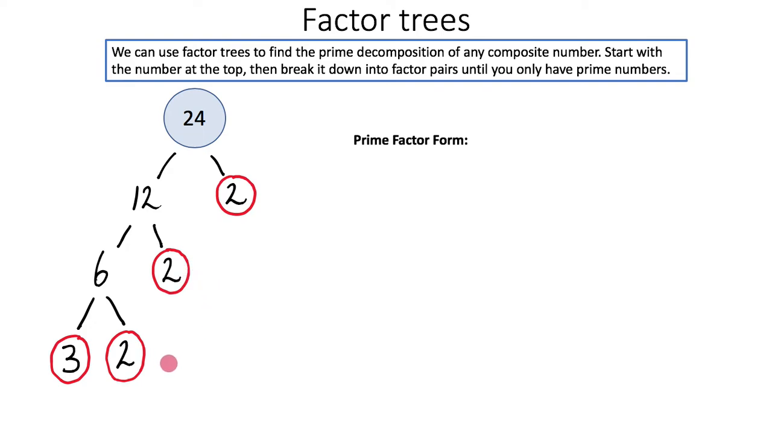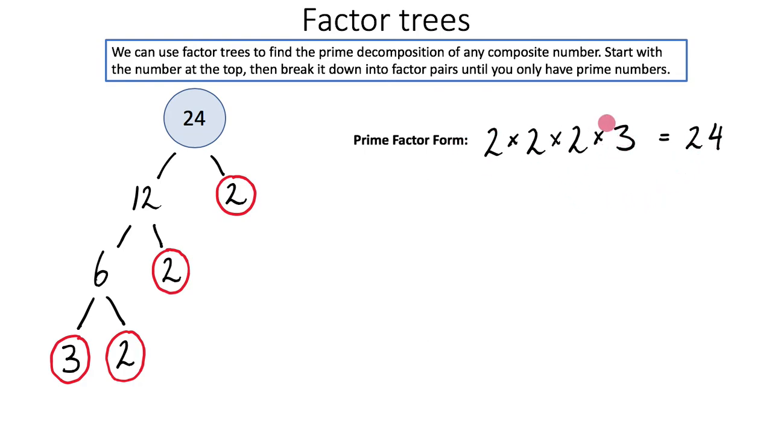2 times 2 times 2 times 3. So my prime factor form is going to be 2 times 2 times 2 times 3. And we can double check that this is the case. This should equal 24. Well, 2 times 2 is 4, times 2 is 8, and 8 threes are 24. So it absolutely checks out.